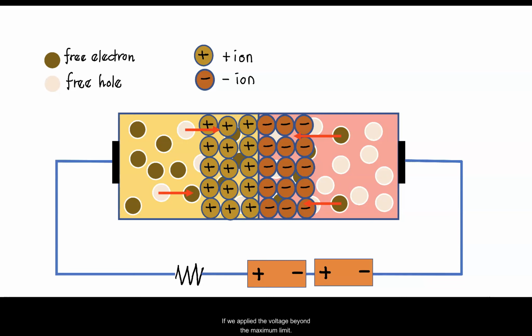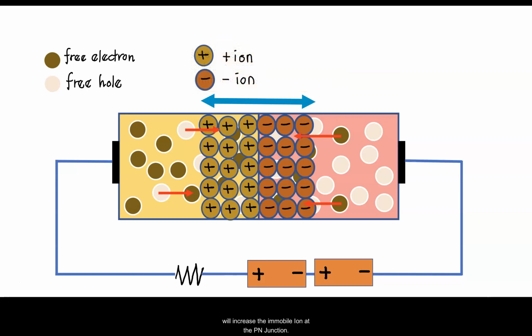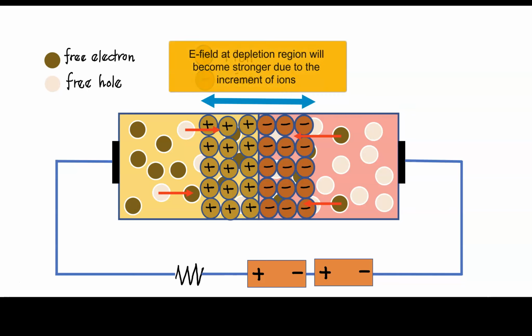If we apply the voltage beyond the maximum limit, the diode will enter the breakdown operation region. In this region, suddenly there's a lot of current flowing in the reverse direction, and this effect is called the avalanche effect. The width of the depletion region will increase, and this will increase the immobile ions at the PN junction. Because of that, the electric field becomes stronger at the PN junction.